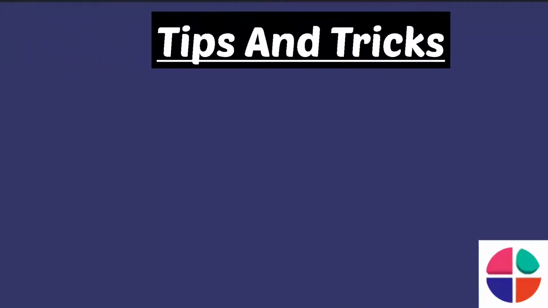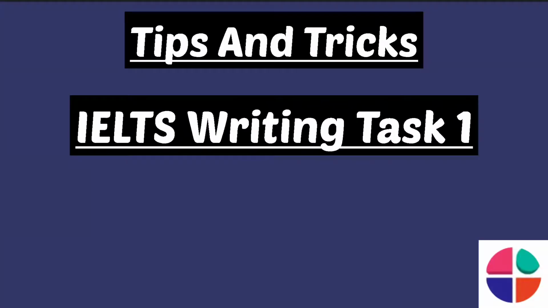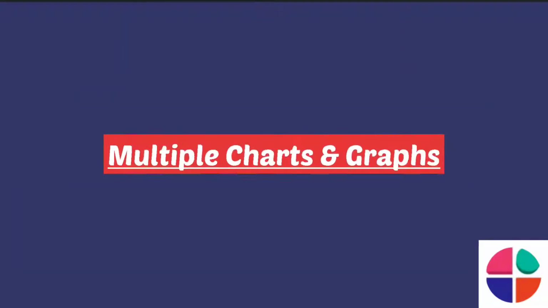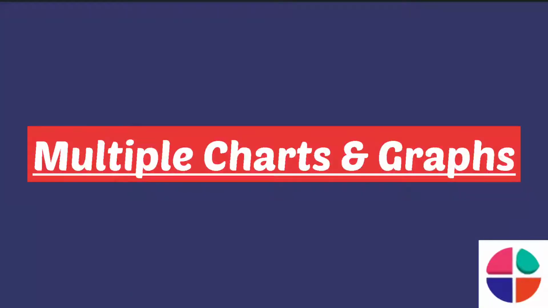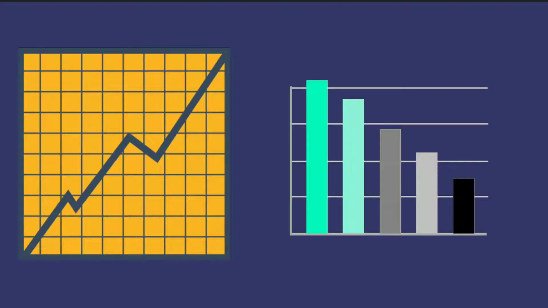So, my dear friends, today I'm going to give you some tips and tricks about IELTS writing task 1 academic version. It will be particularly about multiple charts and graphs. This lecture is going to help you answer task 1 questions that feature more than one chart or graph. There can be multiple combinations, like a pie chart and a table, a line graph and a bar chart, a pie chart and a line graph, etc.